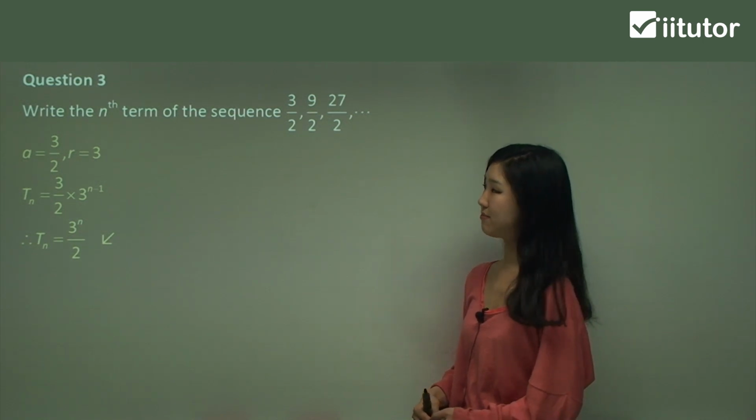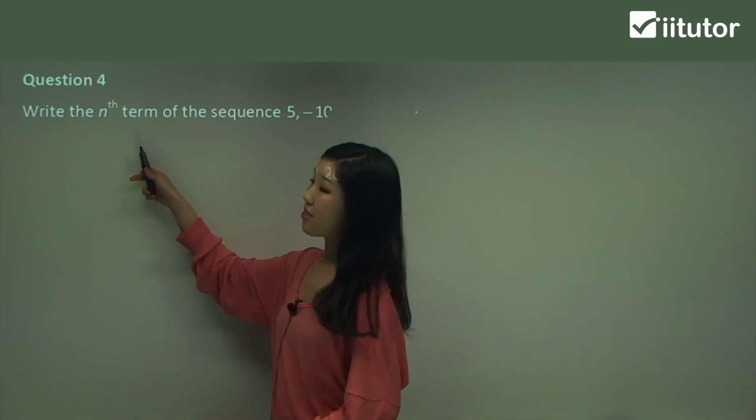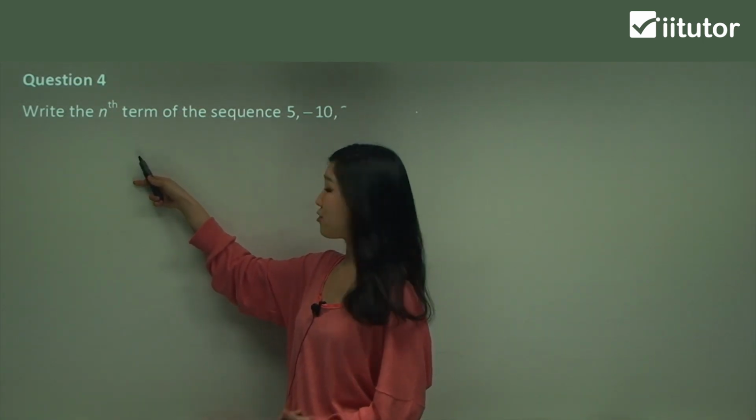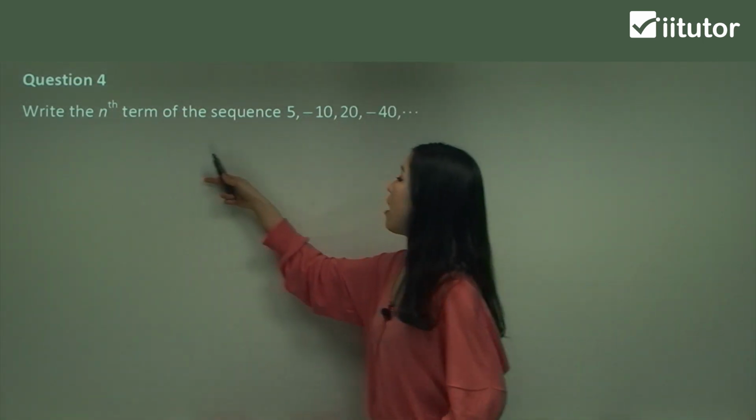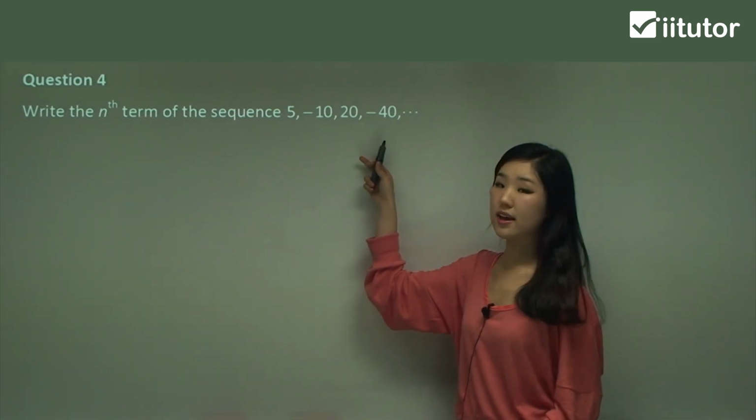Okay, so let's move on. Question 4 says write the nth term. So again, it's asking us to do the same thing: find the nth term of the sequence 5, negative 10, 20, negative 40.